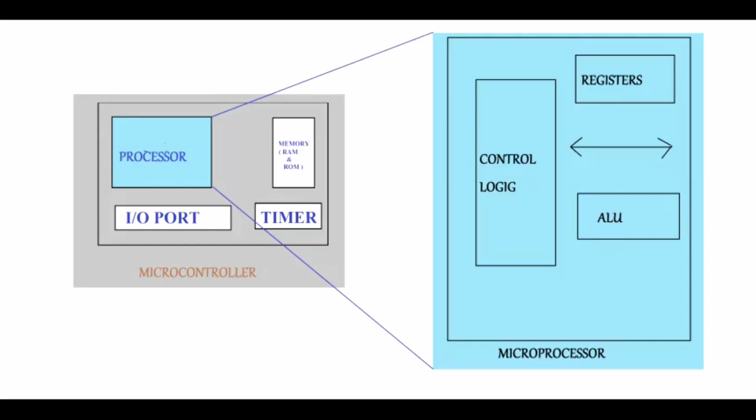The first difference between these two is on the basis of internal structure. A microprocessor contains a single chip or CPU to which memory, timers and I/O ports get connected externally. But in a microcontroller, all these are combined and present in one single chip.